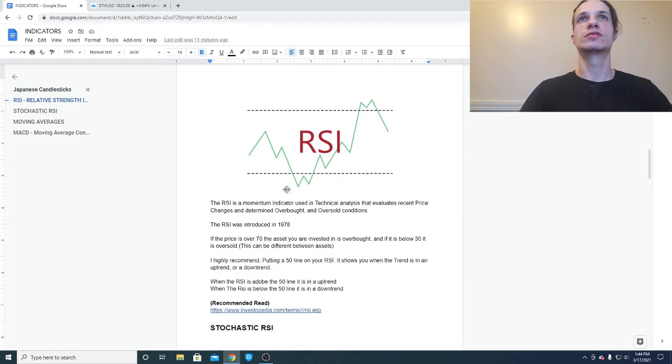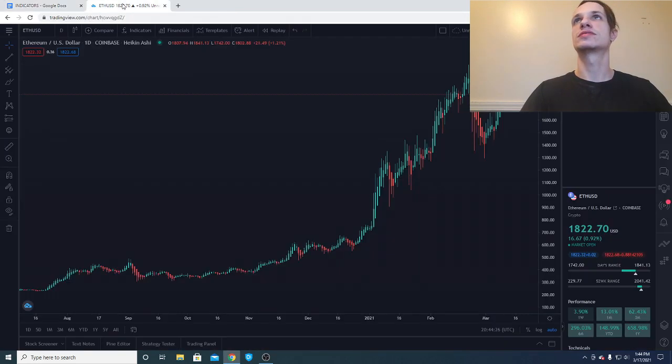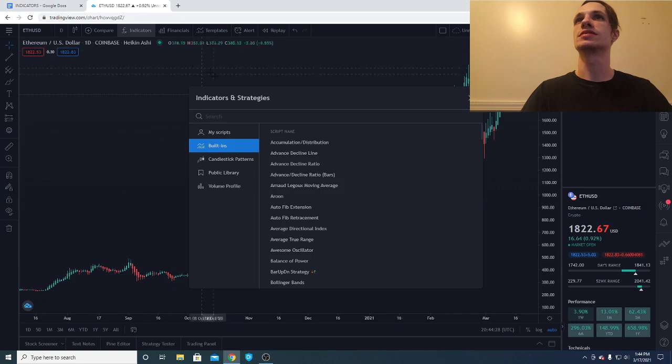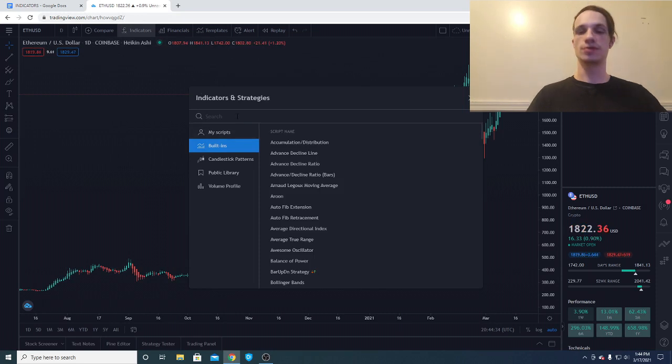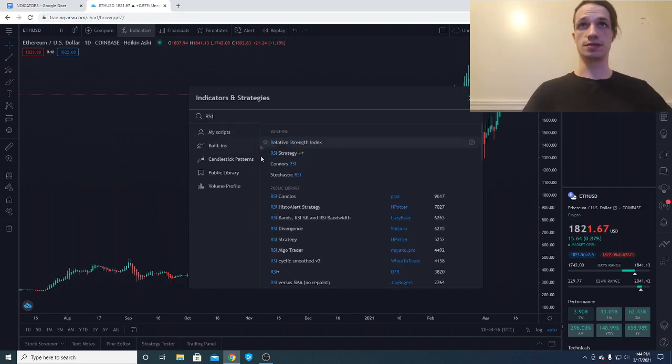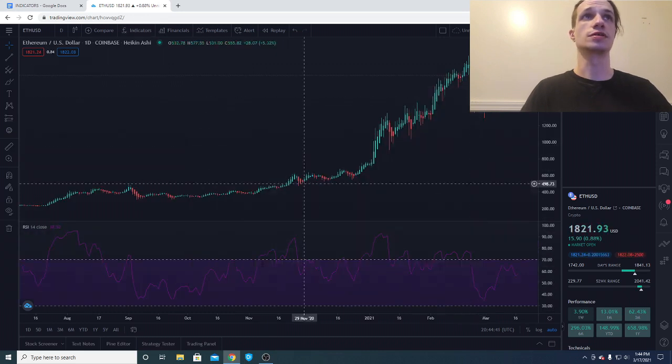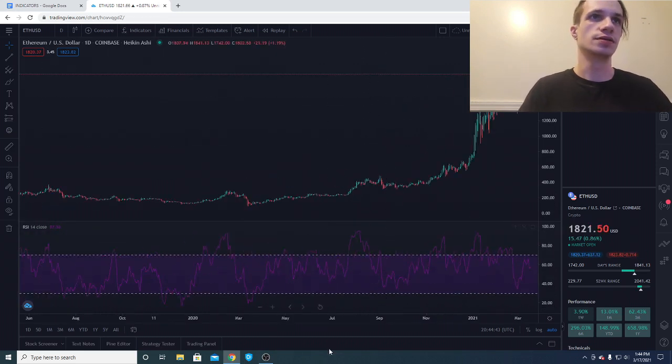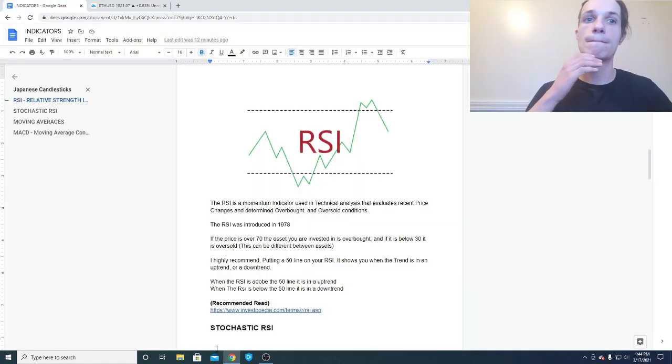Right, now we're going to get into the RSI, the relative strength index. So how we're going to slap this onto the chart: we're going to click the indicators button right here and type in RSI. You're not going to click strategy, you're going to click relative strength index. There's a couple things we need to get into, so we're going to go back to the PDF real quick.